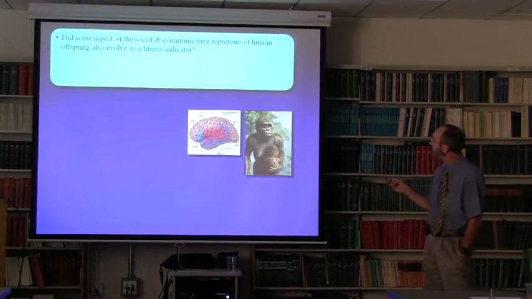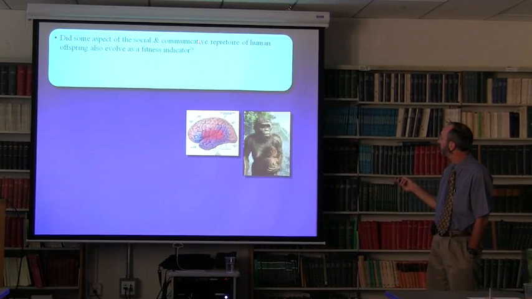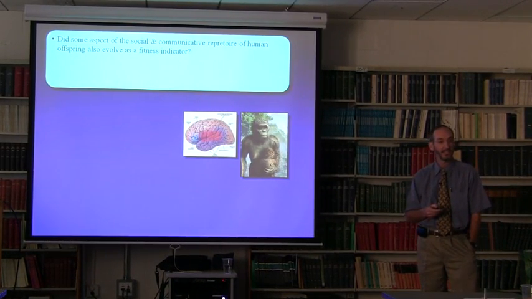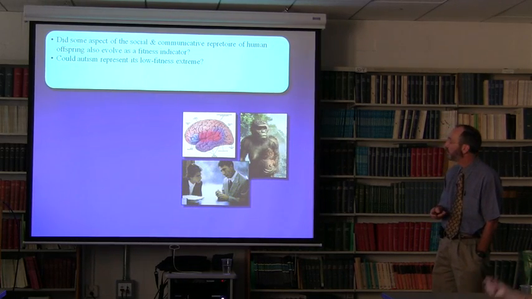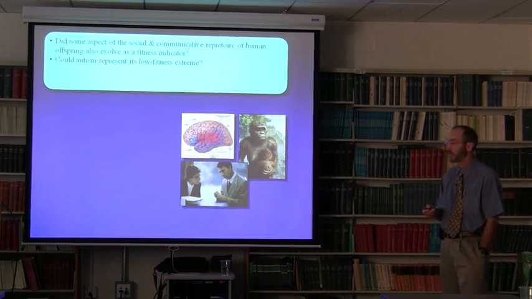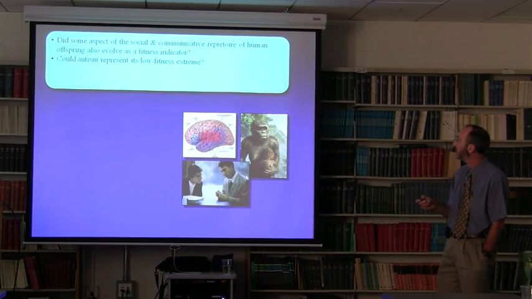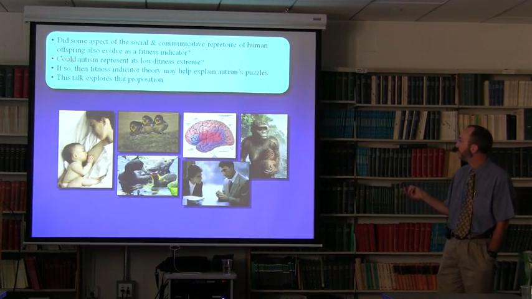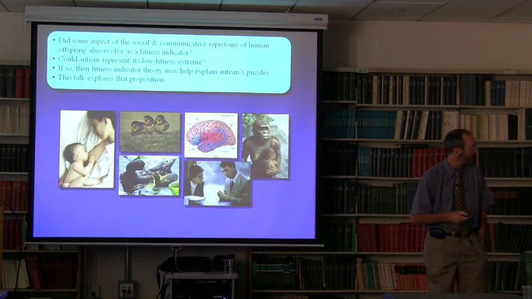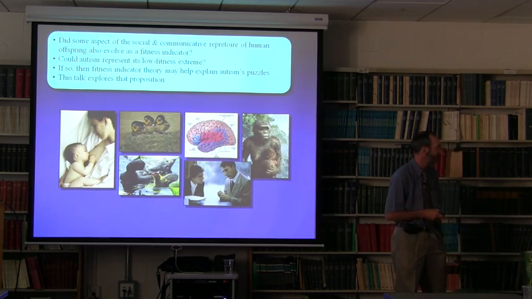Well, did some aspect of the social and communicative repertoire of human offspring also evolve as a fitness indicator? Could autism represent its low fitness extreme? In other words, a poor version of that trait. If so, then fitness indicator theory may help explain autism's puzzle, and this talk explores that proposition.